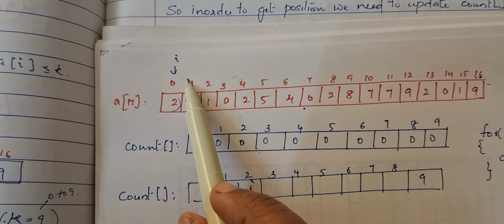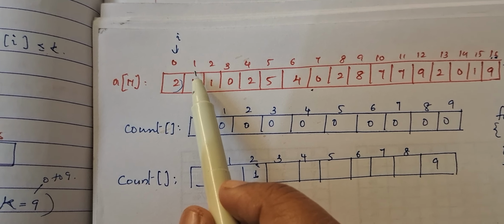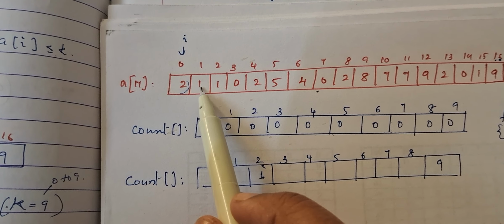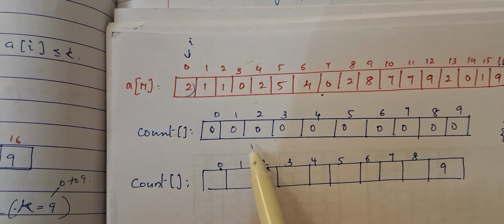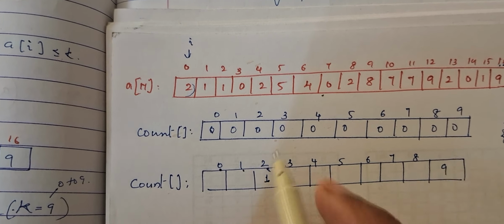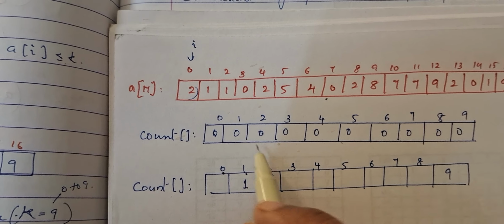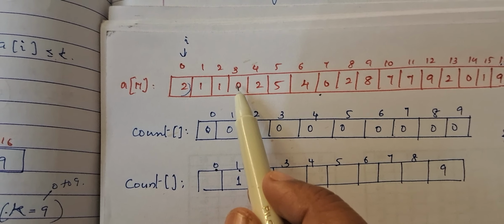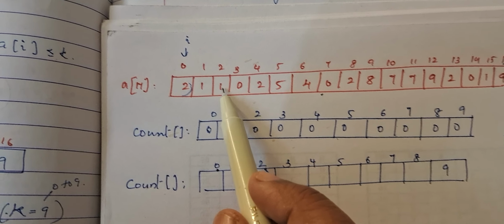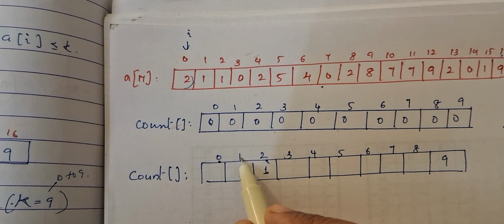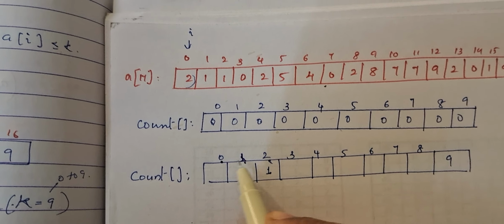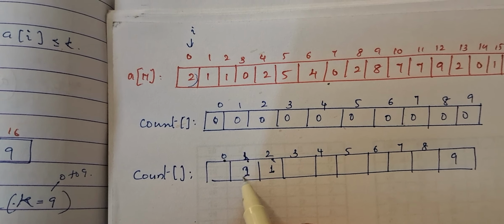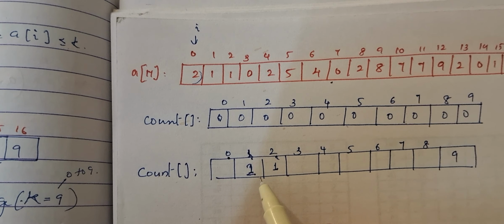Then i is incrementing, so i is pointing to the next element. A of 1 equals 1. So go to index 1 of the count array, then increment its value. Before that it is 0, now it becomes 1. Then going to the next element, again 1 is here. So again 1 goes to count index 1, incrementing the value by 1, that is 1 plus 1, which is equal to 2.